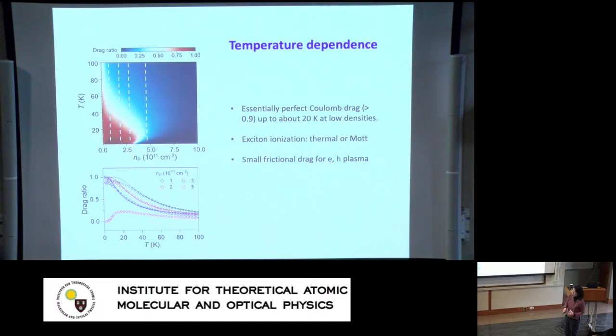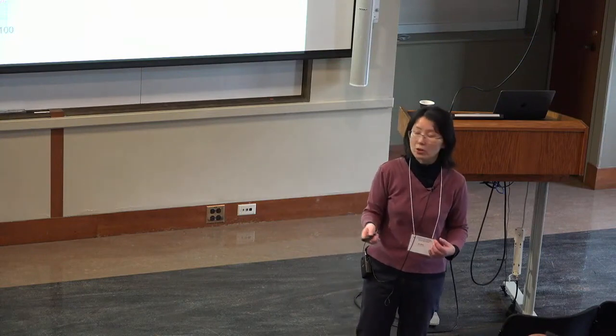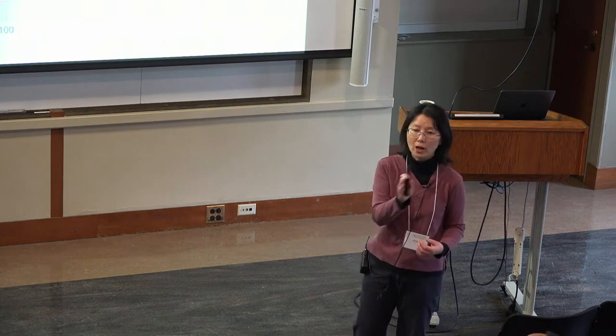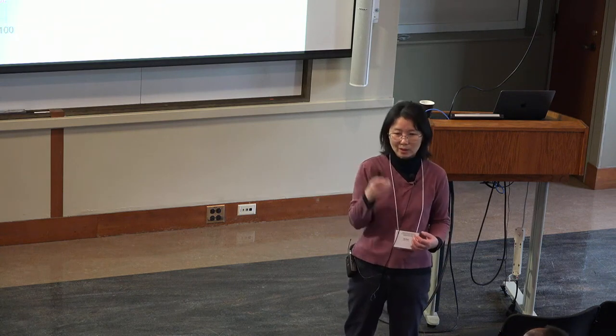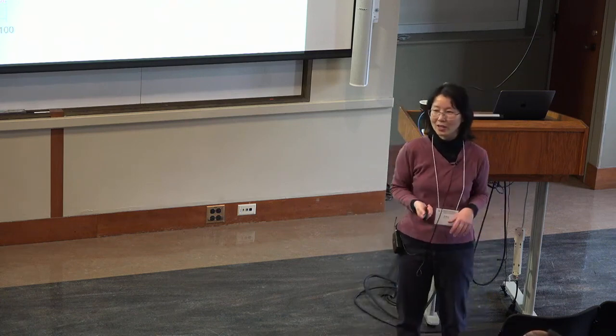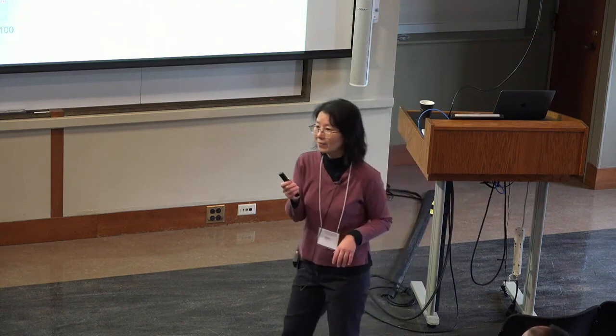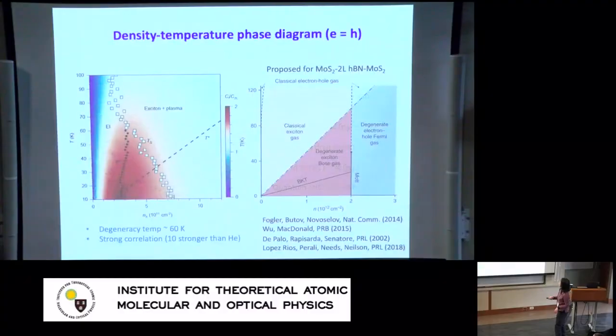Okay, so this drag has two contributions. One is due to exciton. The other one is due to free electron and hole, and that's the combined result, because somewhere near here you have dissociation of exciton, and they have different temperature dependence, so that's why you get this. Okay, so maybe I'll just tell you the idea.